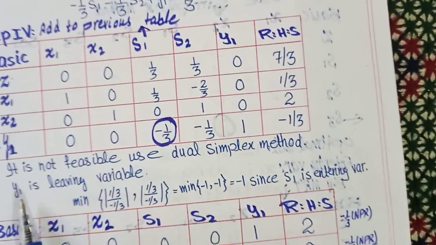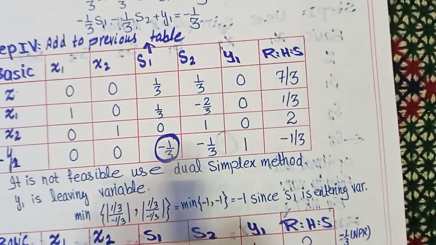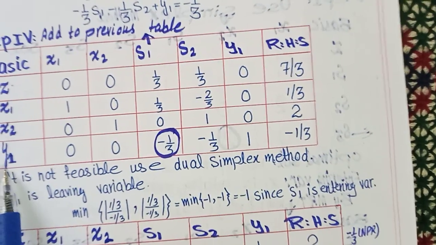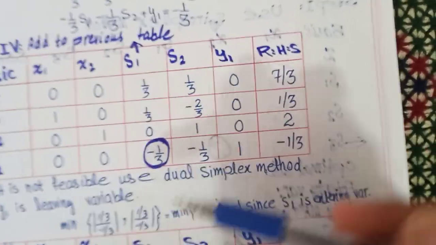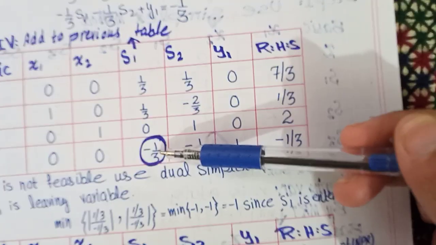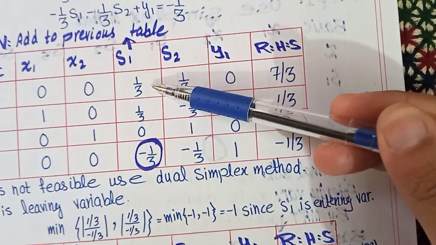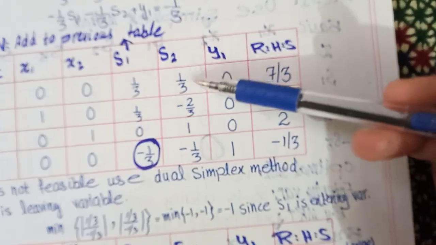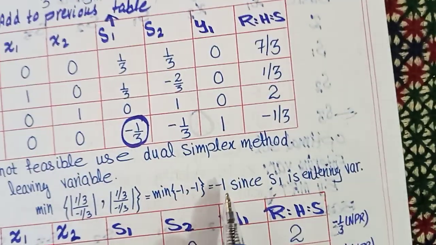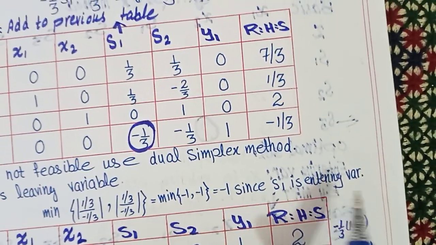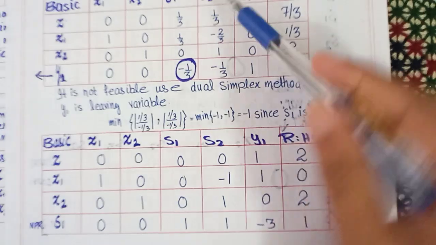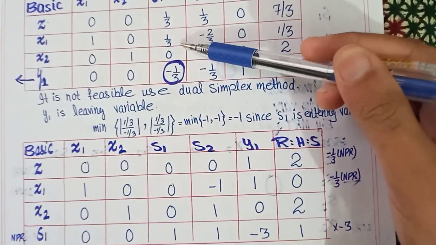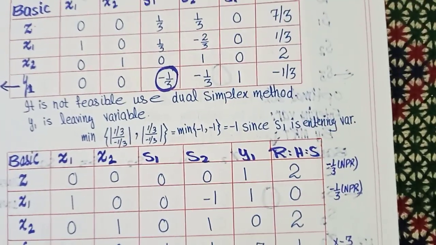In the dual simplex method, y1 is the leaving variable. To find the entering variable, take the minimum of minus 1 over 3 divided by 1 over 3 in modulus, and minus 1 over 3 divided by 1 over 3, which is minus 1, so s1 is the entering variable. Multiply by 1 over 3 new pivot row, minus 1 over 3 new pivot row, minus 1 over 3 new pivot row, and apply row operations on that.